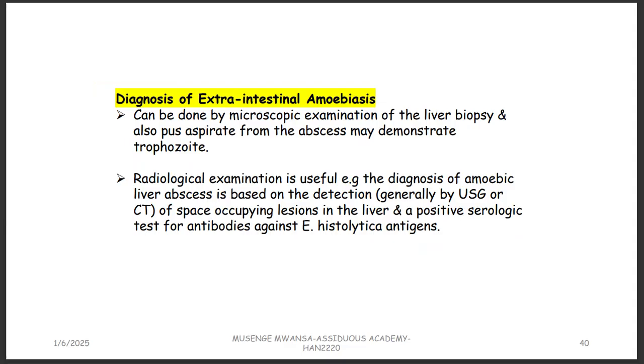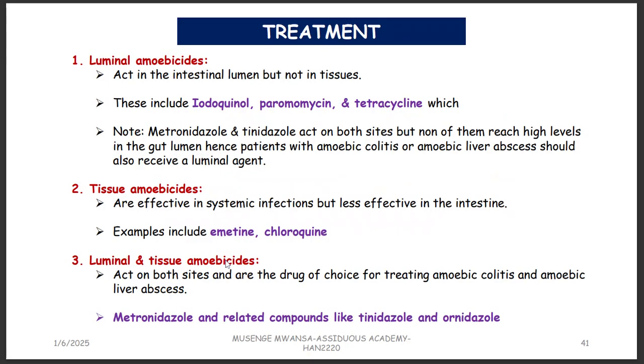And then to diagnose the extraintestinal amoebiasis for the liver, you can do a liver biopsy. You get a piece of the liver. You can also do a pus aspirate from the abscess to be able to see if there are trophozoites there. Radiological examination is useful for the diagnosis of amoebic liver abscess. You can also do the radiological exam, like if the liver has been involved and there's an abscess there.